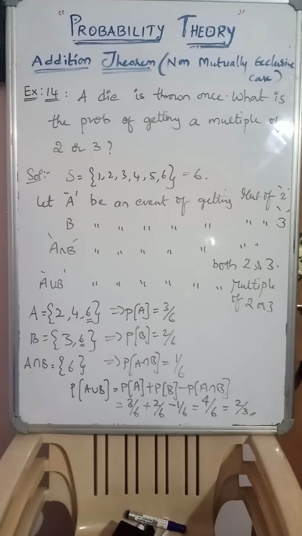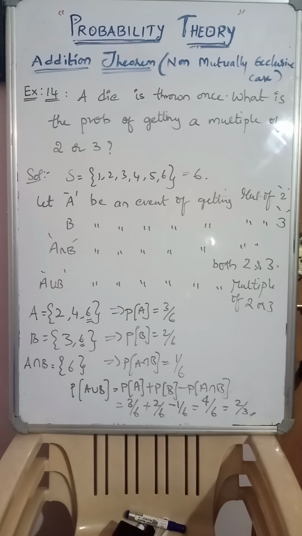Do you understand? A die is thrown once. What is the probability of getting a multiple of 2 or 3? So 2 or 3 means, first of all, look at the events individually. A has 2, 4, 6, multiples of 2, and B has 3, 6, multiples of 3. And in 2, 4, 6 and 3, 6, there is a common element, which is 6. Therefore, that will become the intersection. Then definitely A and B are non-mutually exclusive events.